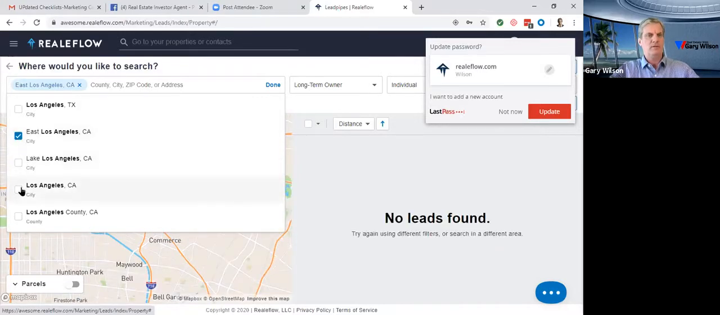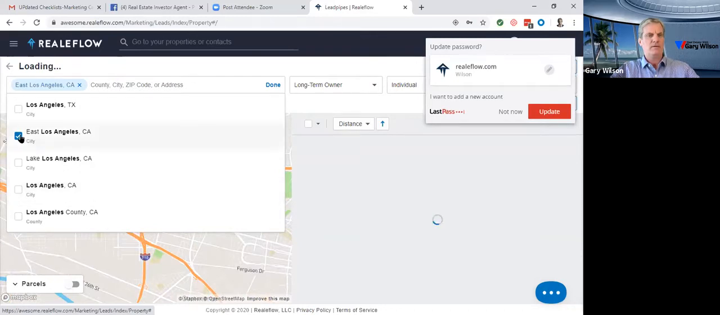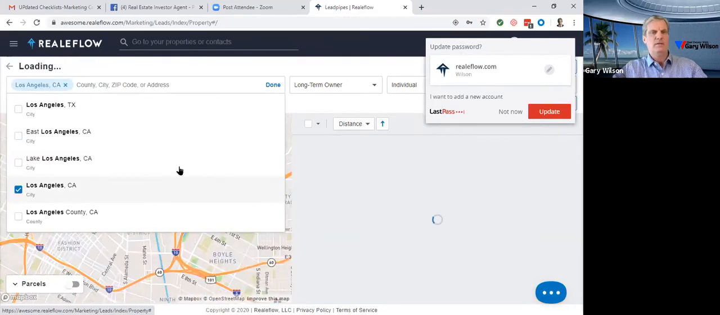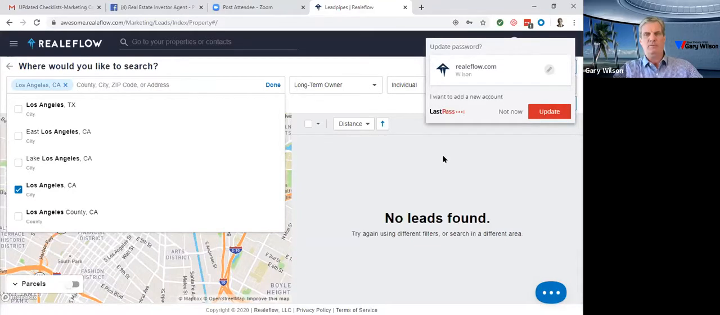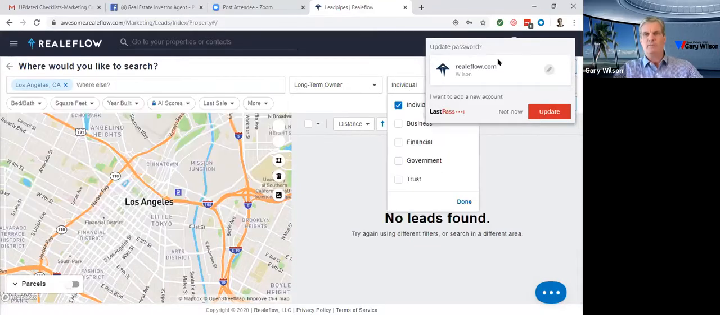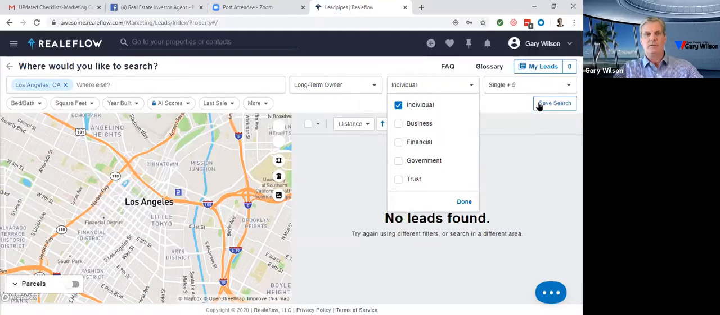LA, Los Angeles, California. There we go. I'm having a real hard time typing tonight. Okay, let's see what we get. Let's reduce that. Save search.